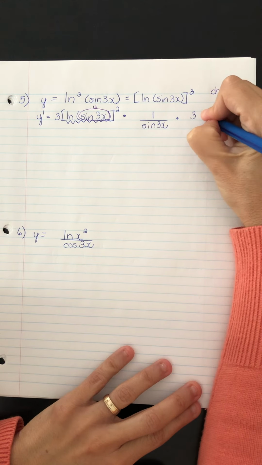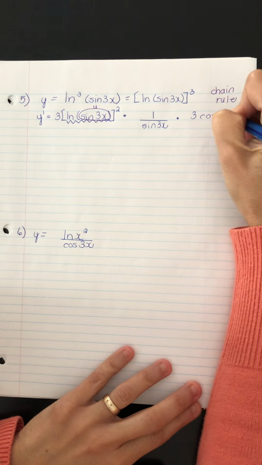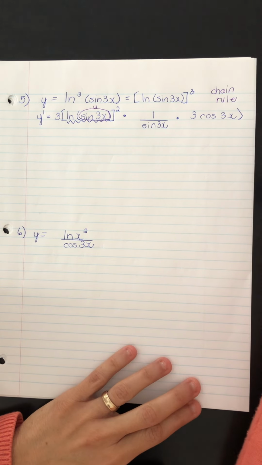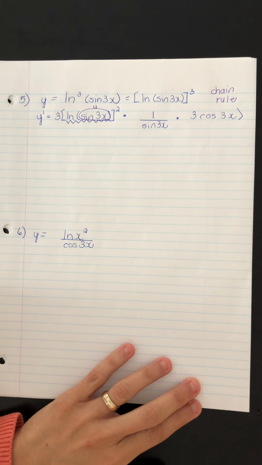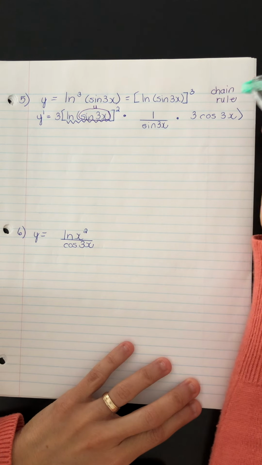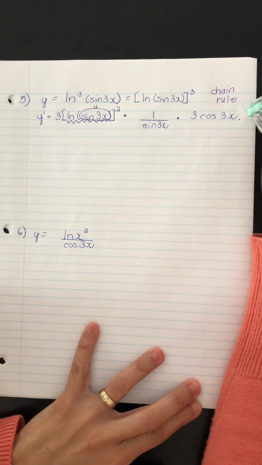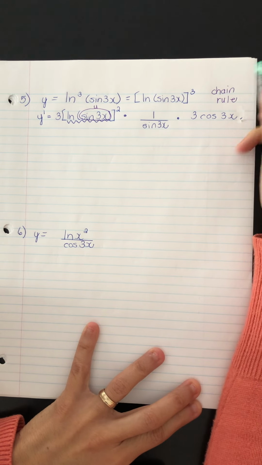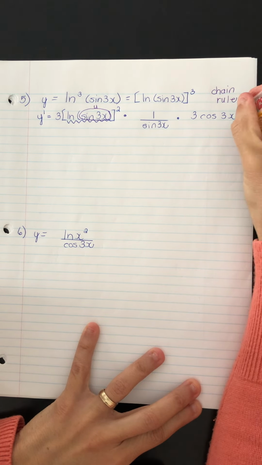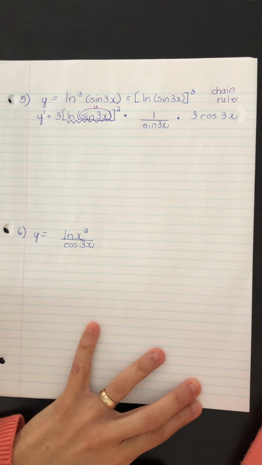Or 3 cos 3x. Oops. Not sure what the deal is with the bracket. Don't need that. Okay, so let me go through this again.